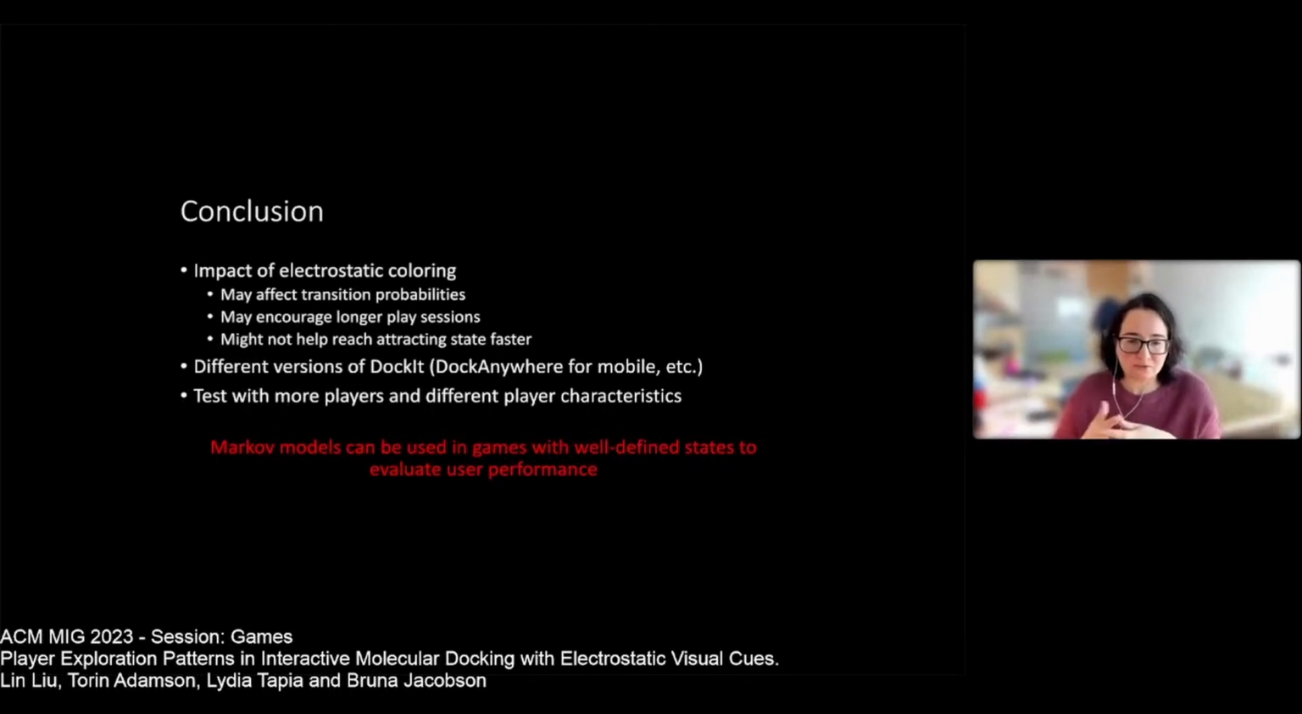So our goal from continuing this study is to look at different versions of the game. So we have a mobile version of this game, and we can test that with more players with different player characteristics and backgrounds to see if the significant differences hold in these environments. But I think the take-home message here is that these Markov models can be used in these games that have well-defined states between conditions or positions on the screen that could in principle be used to evaluate user performance.